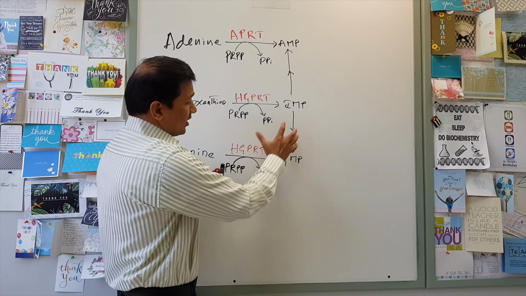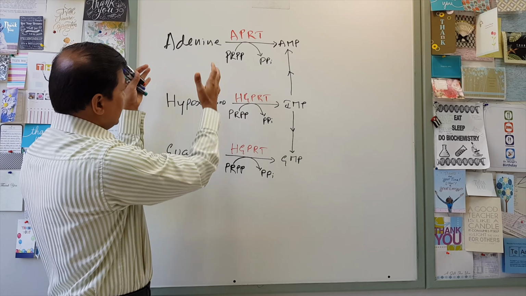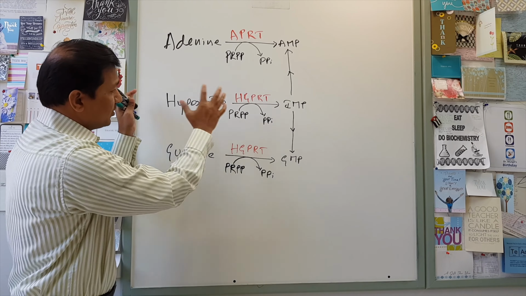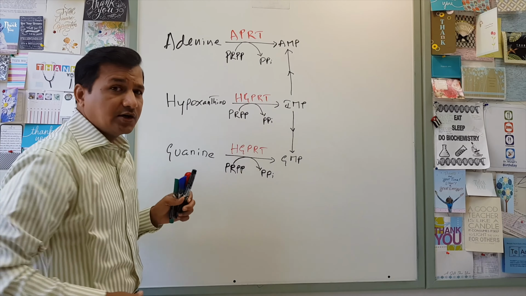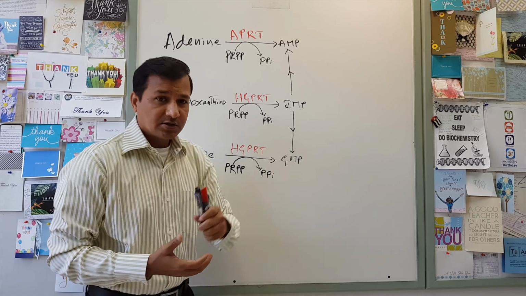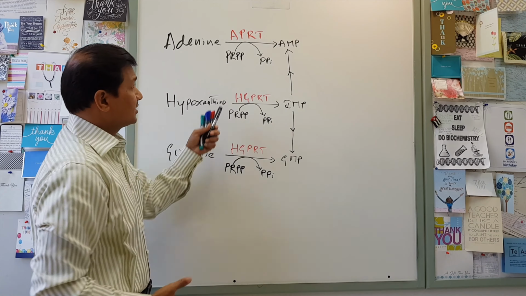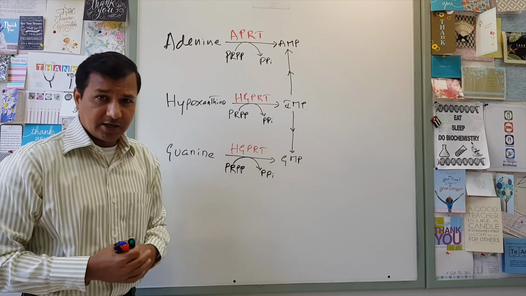That's how you have synthesized nucleotides here. Free purine bases, adenine, hypoxanthine, and guanine, are converted into adenosine monophosphate and guanosine monophosphate, using two enzymes, APRT and HGPRT.